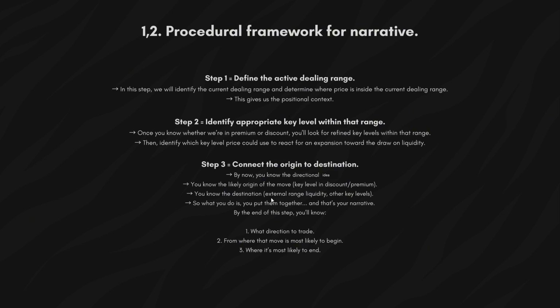Okay, you know the exact key level that price is going to use as a catalyst for that expansion swing that it could potentially have. And along with that, you also know the destination or the drawn liquidity for price, which could either be in the form of the external range liquidity below or above the dealing range, or it could be other key levels within that dealing range. So what you do is you put them together, and basically that's your narrative, that's your directional bias, and that's the storyline that you're going to be trading for the day or for the week.